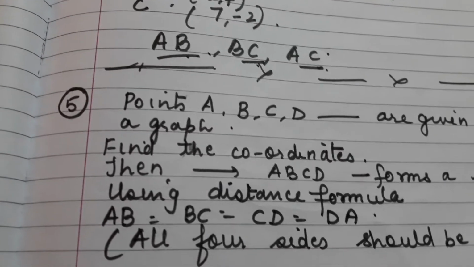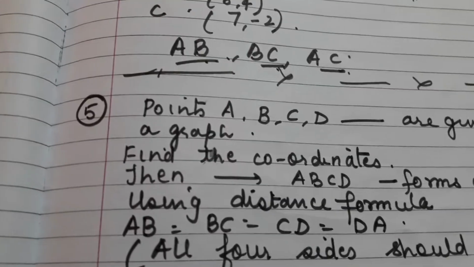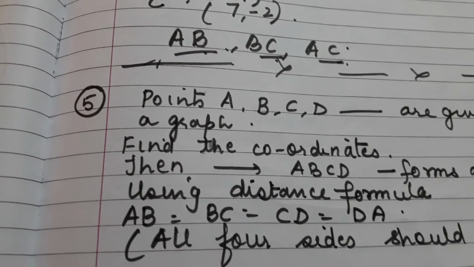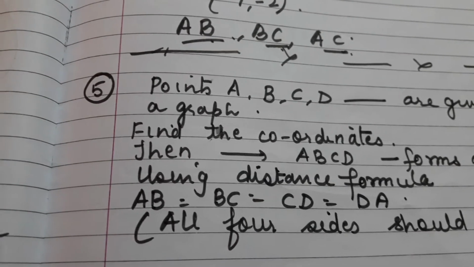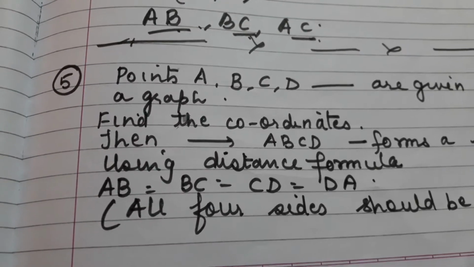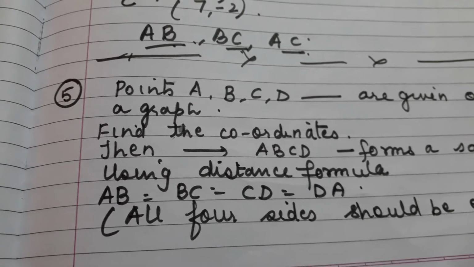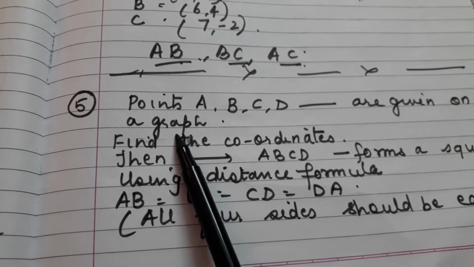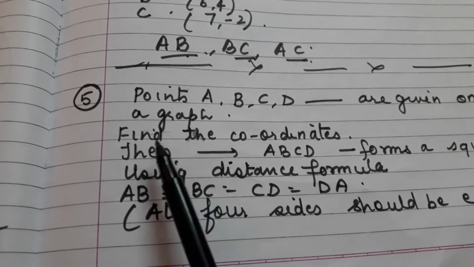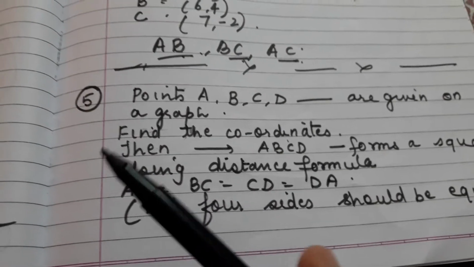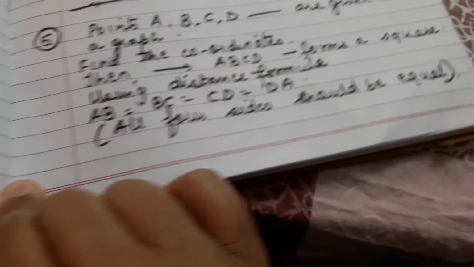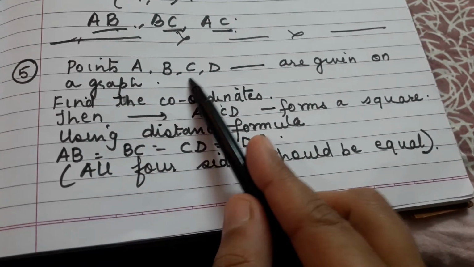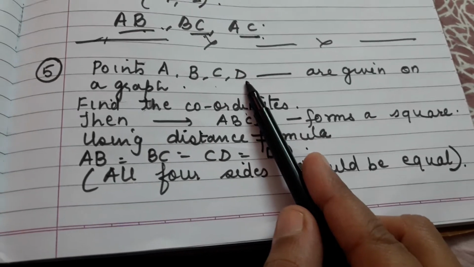Okay, girls. Now let's see question 5. In question 5, a graph is given to you in which the points A, B, C, and D are given. So, points A, B, C, and D are already given on a graph, and looking at the graph, you will find the coordinates of those points. Now, they are asking you whether A, B, C, D forms a square or not.